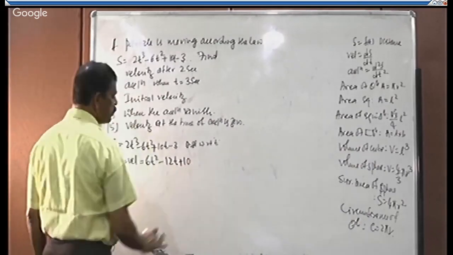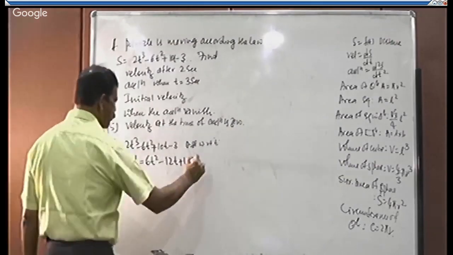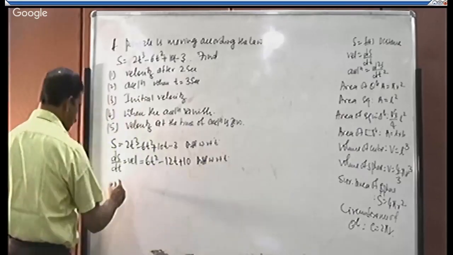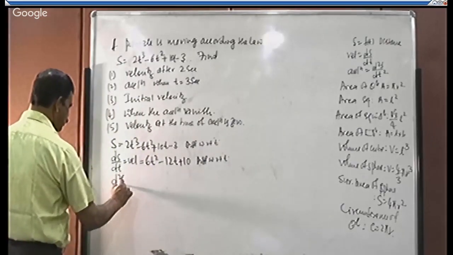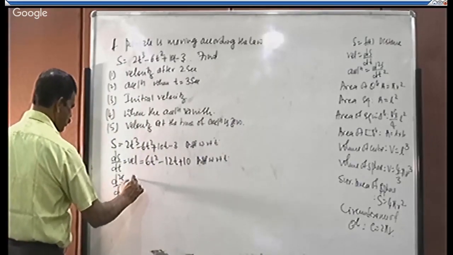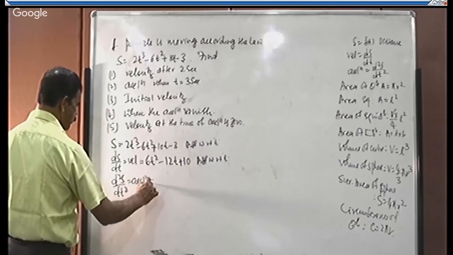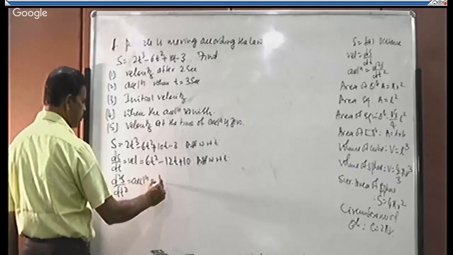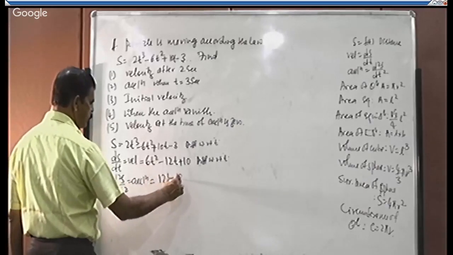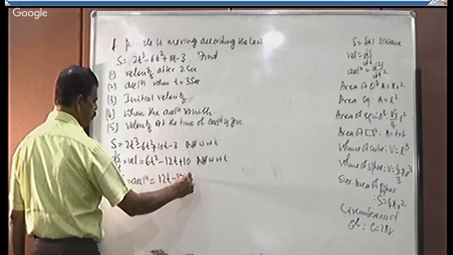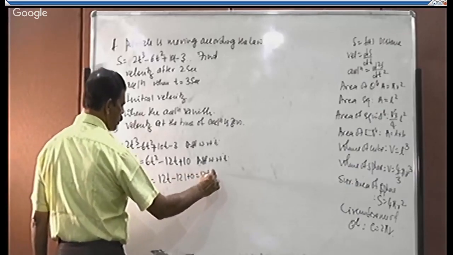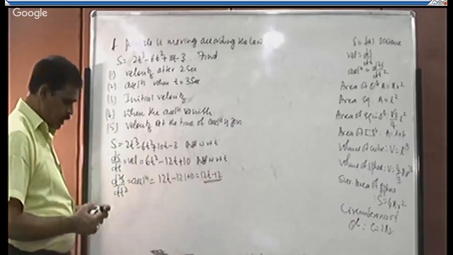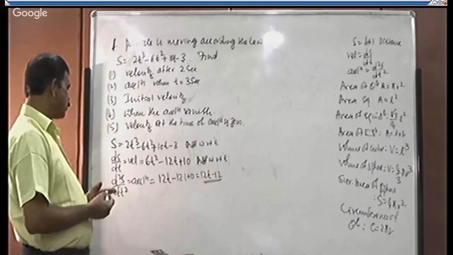This is velocity. Again, differentiate this velocity with respect to t. You will get d square s by dt square, which is equal to acceleration. What is acceleration? 6 into 2, 12t, minus 12 into 1 plus 0. That is 12t minus 12. This is acceleration. We got the velocity and acceleration, right?